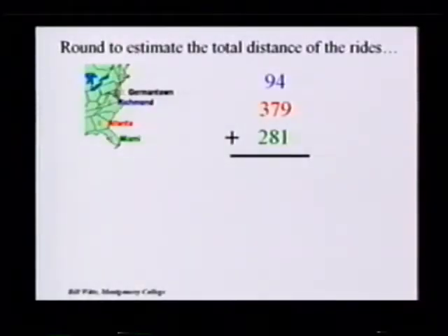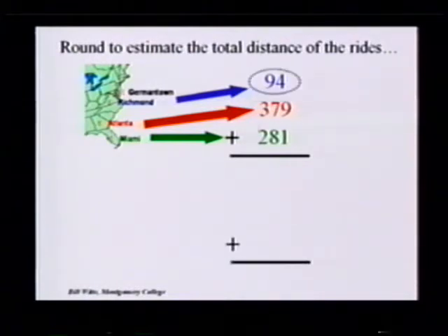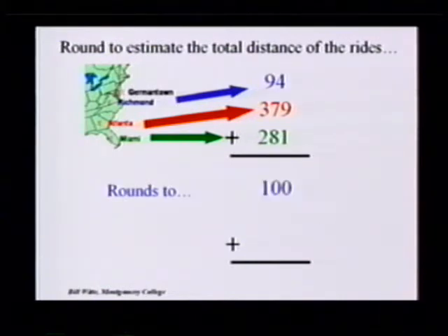We could add all those up to take the trip, or we could round. 94, 379, and 281. Let's do it. Make it an easier problem. 94 rounds to 100. 379, oh, that one's going to go up to 400.